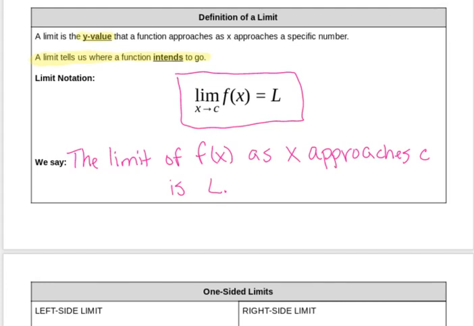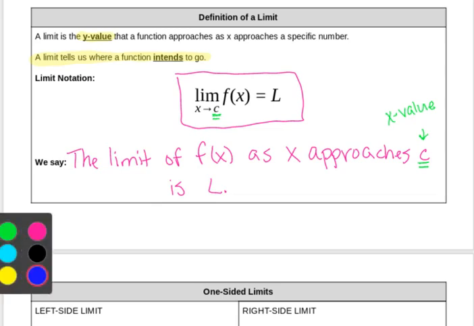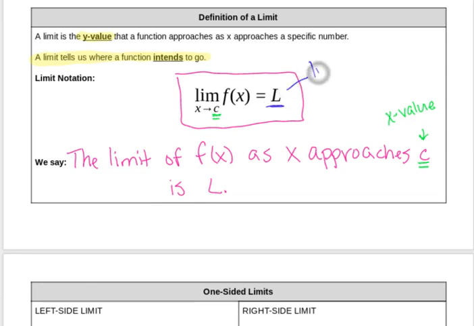So we're going to break that down just super quick and talk about a couple of different pieces here. You'll notice right here is that c. That's the x value that we're getting really close to. So this c is just some arbitrary x value that we pick. So as we get closer and closer to this particular value, this c, we want to know what the function is doing. And so we can see this L that's here, that's our limit, that's our y value.